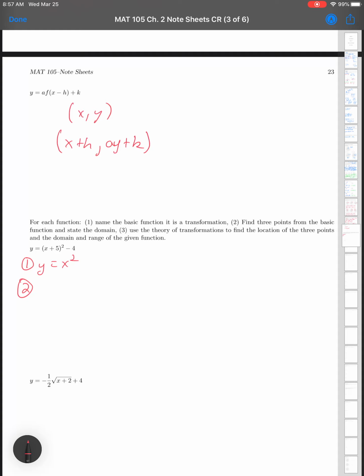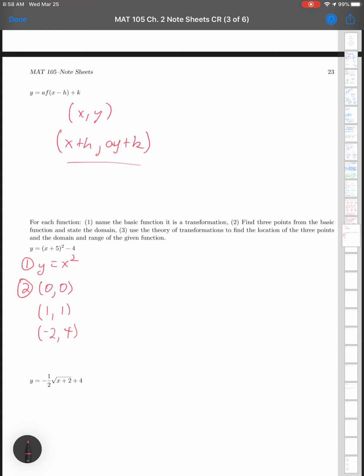So then step two is we want to get some ordered pairs for that function. So one ordered pair I could do, you could pick any 3 points. So I could do 0, 0, right? If I plug in 0 into the basic function, I get 0 out. I could do 1 comma 1, right? If I plug 1 into this basic function, I get 1 out. And we could do negative 2 comma 4. If I plug in negative 2 into the basic function, I get 4 out.